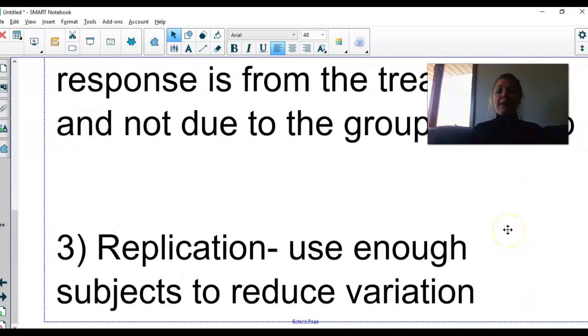And then finally, replication. We want to use enough subjects to reduce variation. Just the more information, the better, more accurate.